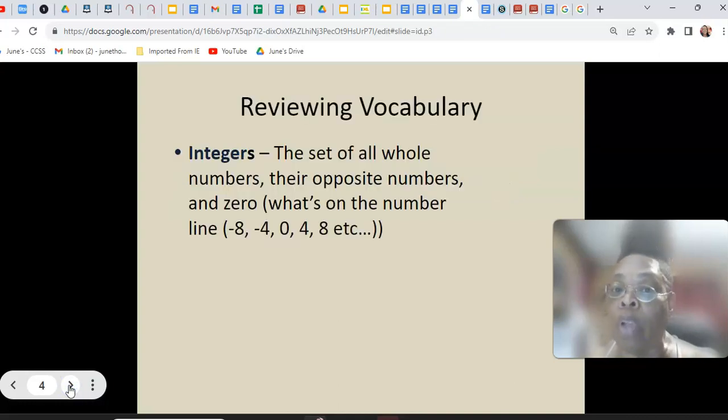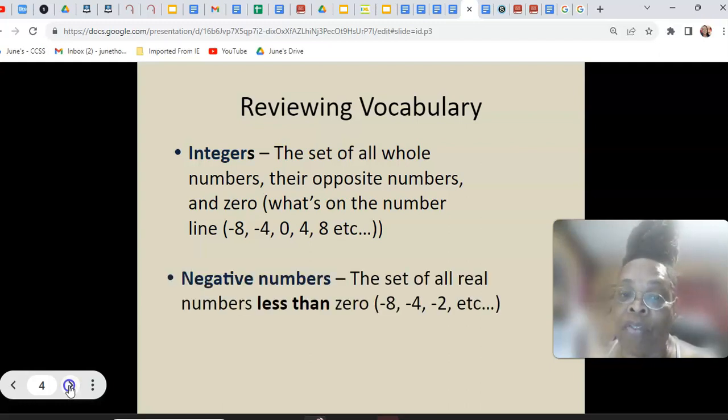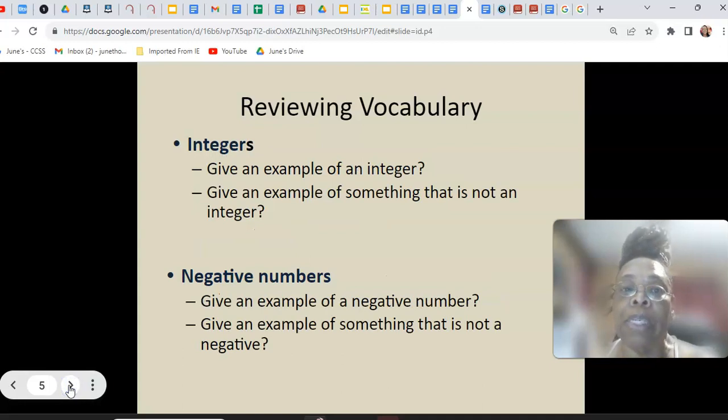Remember what an integer is? It's a whole number and their opposites, including 0, like -8, -4, 0, 4, 8, etc. The negative numbers are the set of all real numbers that are less than 0: -8, -4, -2, etc.